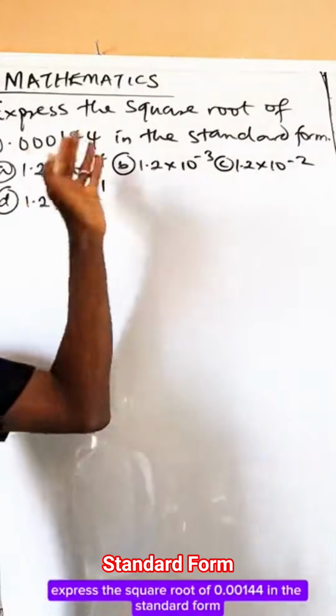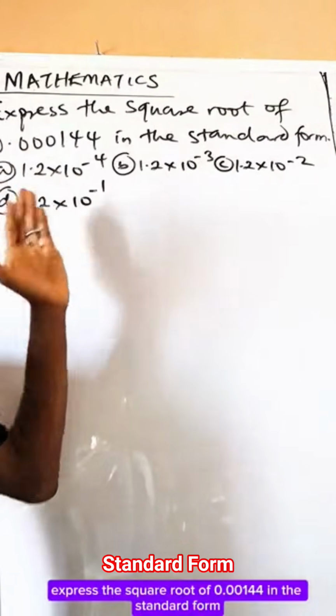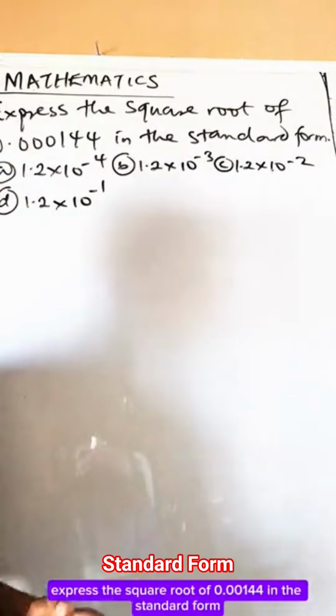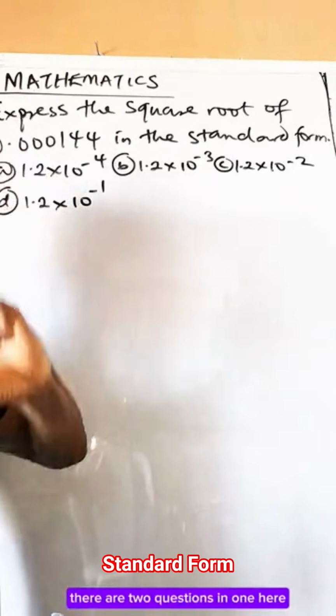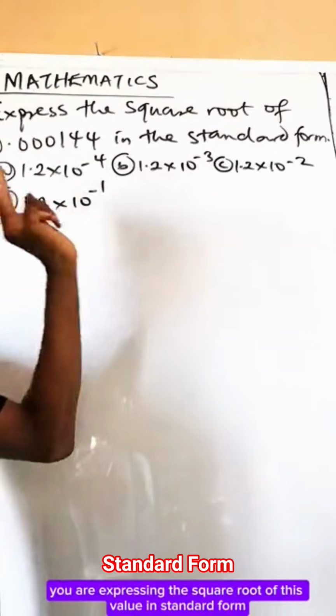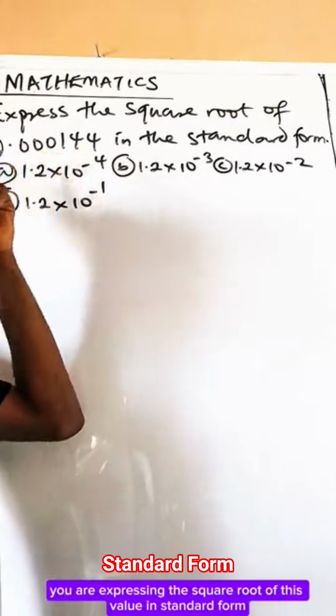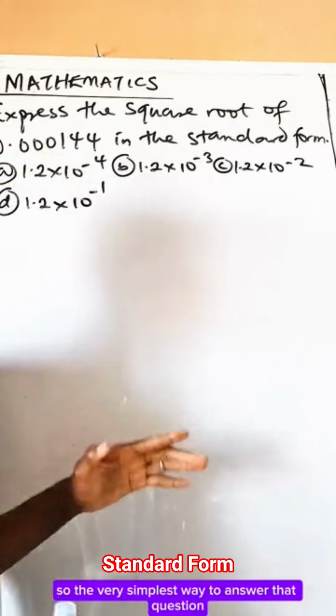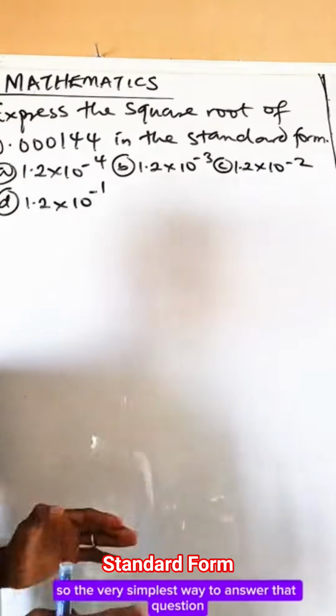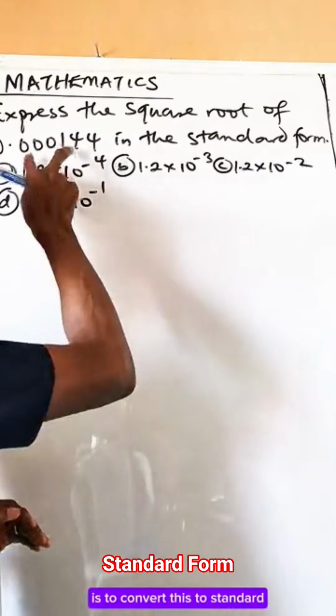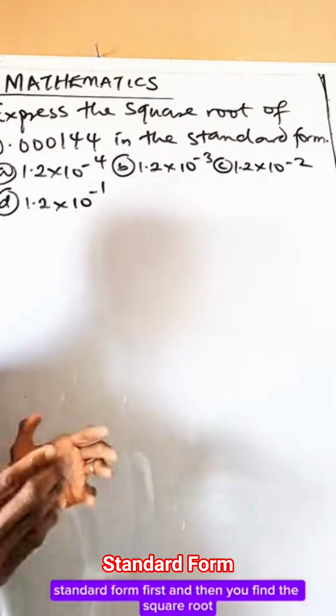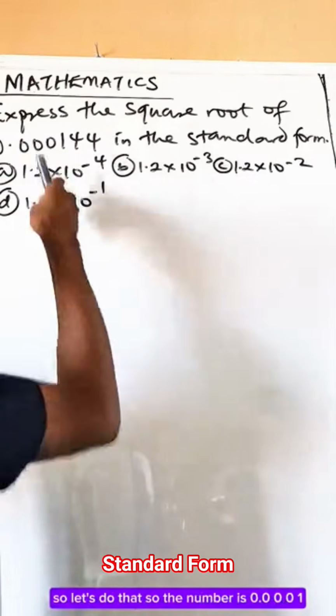The question says express the square root of 0.00144 in the standard form. So we are asked to express, there are two questions in one here. You are expressing the square root of this value in standard form. So the very simplest way to answer that question is to convert this to standard form first, and then you find the square root. So let's do that.